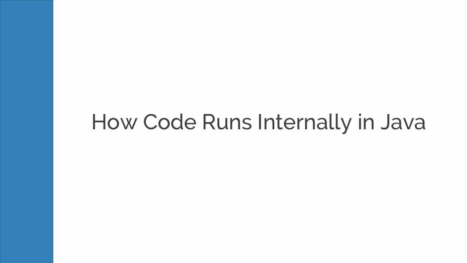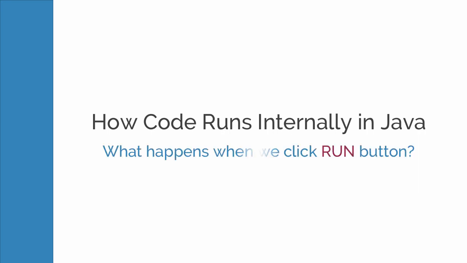Now before we proceed further, let us check out how a particular Java code runs internally. That is, what happens when we click on the Run button. So for that purpose, we need to first understand a few terminologies, such as what is a JVM, JRE, and what is a JDK. Now first, the JVM stands for the Java Virtual Machine.